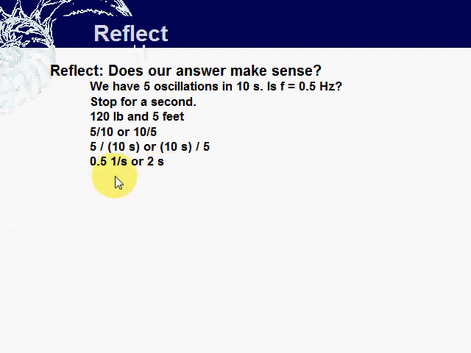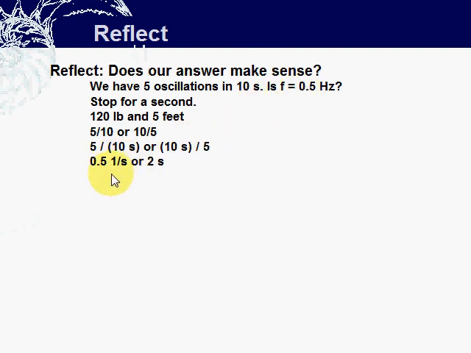Now, if I were to ask you which of these is a time, you would say, well, this is a time. Which one of these is a frequency? Well, it would be the 1 over s. See, that's what gives it away. Just like pounds gives away that this is a weight, and feet gives away that this is a length or a height, this gives away that that is a frequency. So your answer is going to be 0.5 hertz.